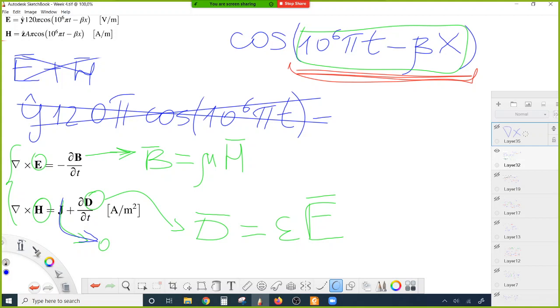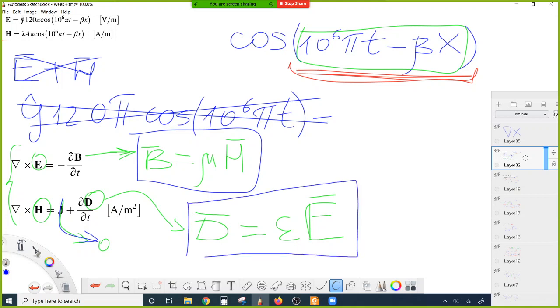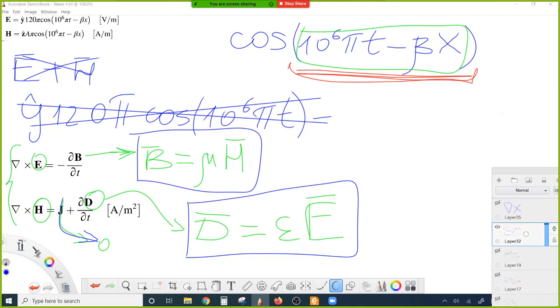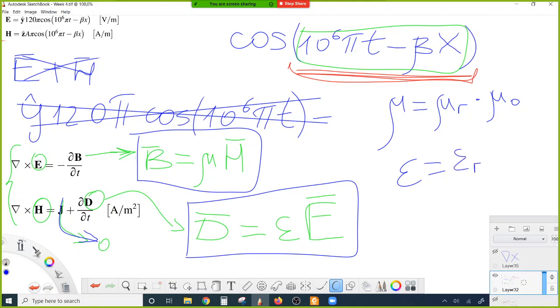B by definition is equal to mu multiplied by H, and D by definition is epsilon multiplied by electric field intensity. Where mu is equal to mu R multiplied by mu 0, and epsilon is epsilon R multiplied by epsilon 0. These are the basic things. Okay, let me write the system of equations.